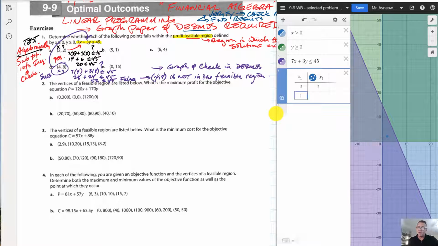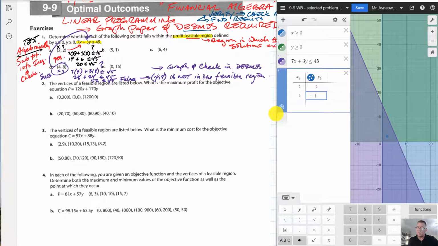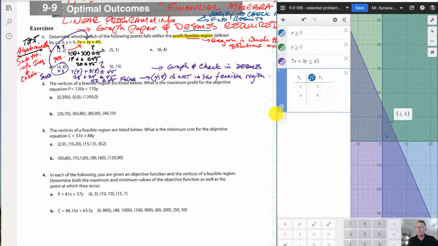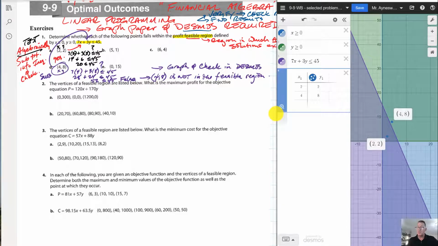But 4 comma 8, watch this. 4 comma 8, just type it in. And look at that. It exists outside the region. So 2 comma 2 is inside the feasible region. 4 comma 8 is outside the feasible region. So the algebraic test, if you end up with a true statement, like in part A, 20 was less than or equal to 45, that implies that it's inside the feasible region.